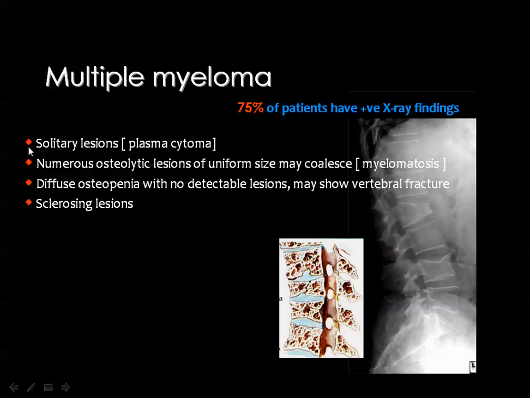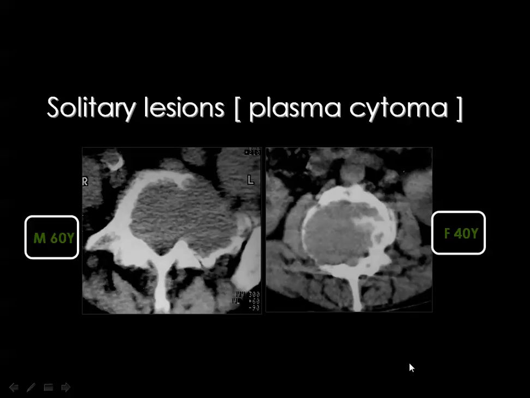Also, you may see a solitary expanding lesion, which is known as plasmacytoma, or frequently you see numerous small osteolytic lesions of almost uniform size distributed through the vertebral bodies as well as the neural elements. And rarely you can see sclerotic lesions in cases of myeloma. And this is an example of plasmacytoma in two different patients.